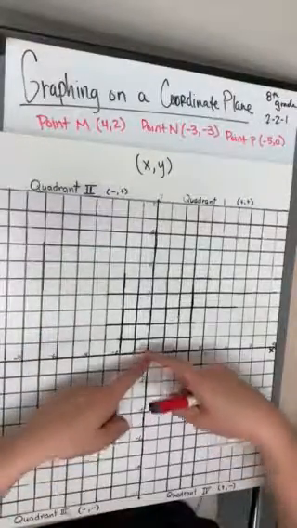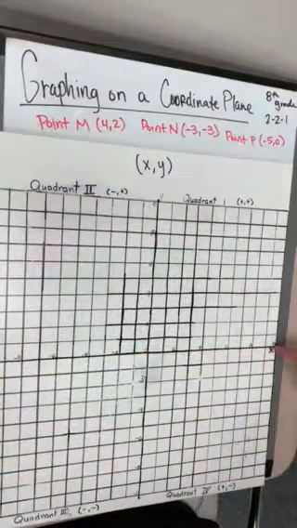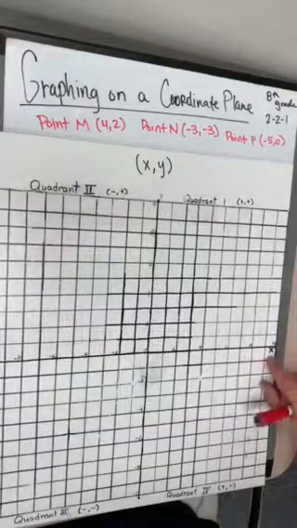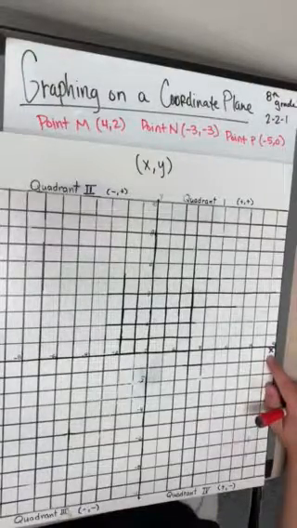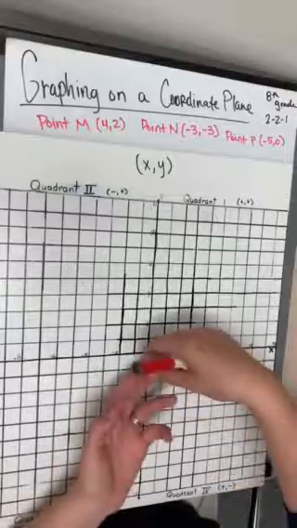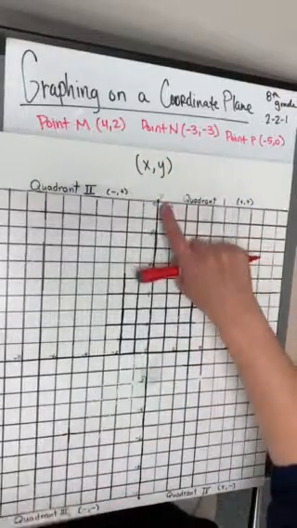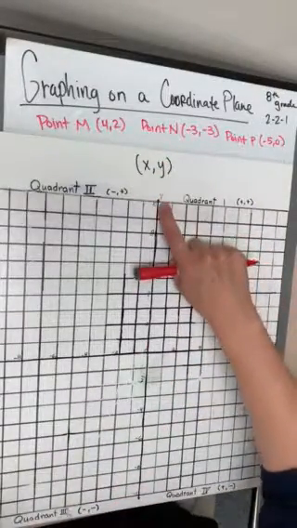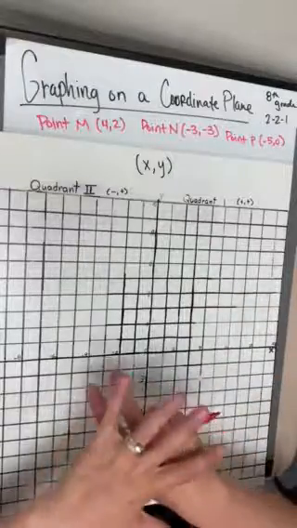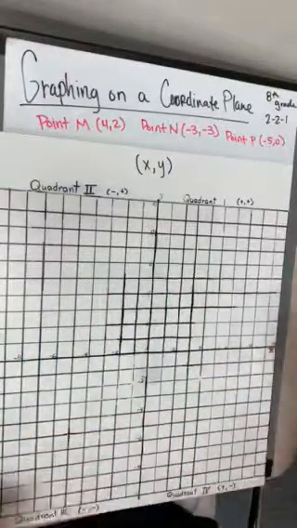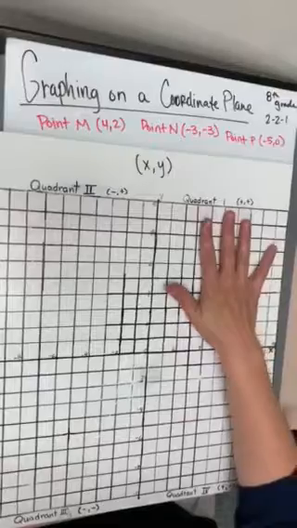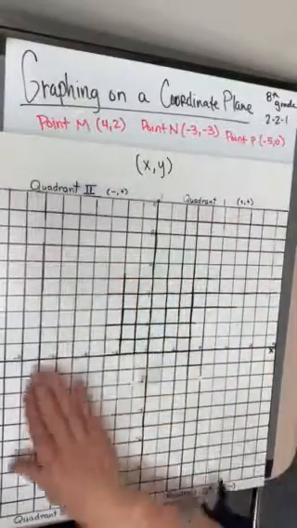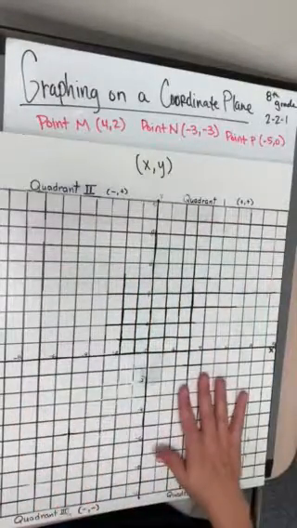The first number line runs horizontally, and it is our x-axis. The second number line runs vertically, and it is our y-axis. And then it breaks up our grid into four sections. We have quadrant 1, we have quadrant 2, we have quadrant 3, and we have quadrant 4.